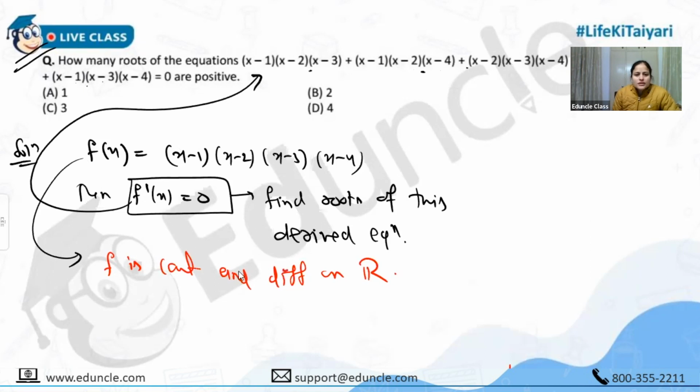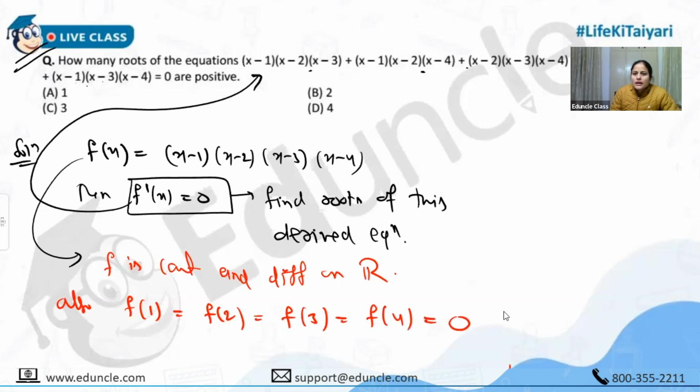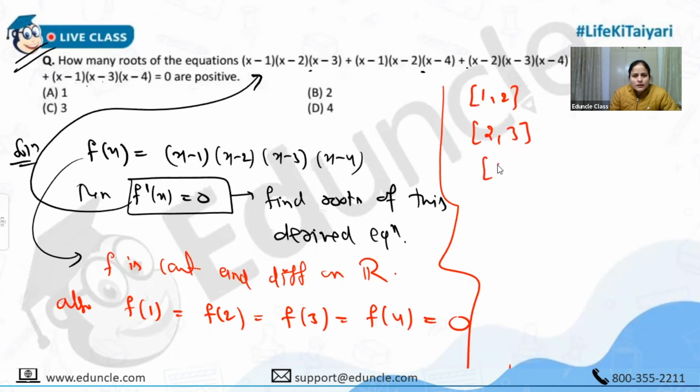So continuity और differentiability तो clear हो चुकी. Also I have f at 1, f at 2, f at 3 and f at 4 all with the same value, 0. So here I can apply Rolle's theorem on the interval 1 to 2, in the interval 2 to 3, in the interval 3 to 4, ठीक है, और on the interval 1 to 4.